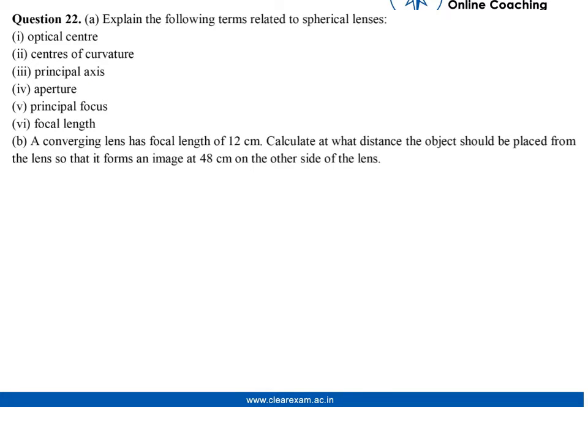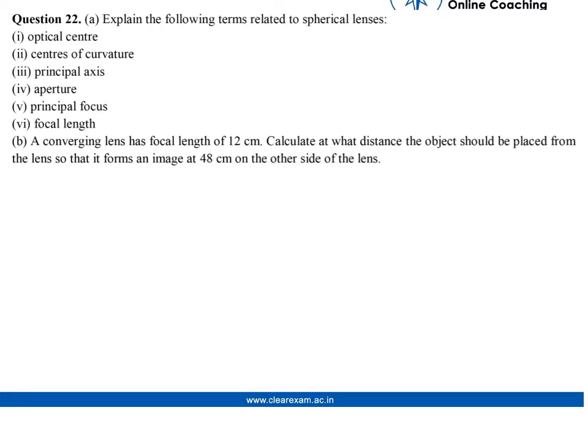So the question has two parts. First part is explain the following terms related to spherical lenses. First one is optical center, then center of curvature, principal axis, then aperture, then principal focus, then focal length. Okay, so we have to explain all these terms.